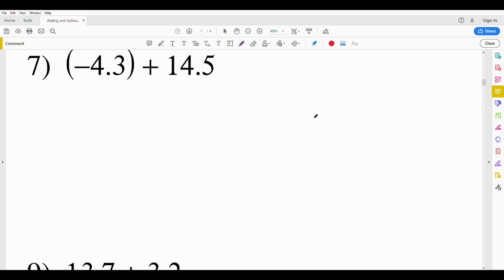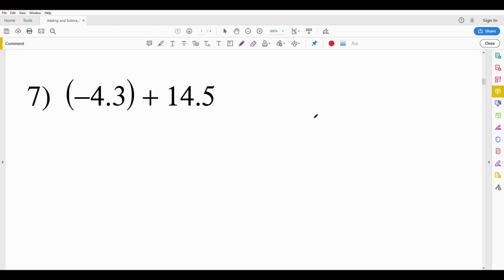In number 7, we have negative 4.3 plus 14.5. What's our resulting number going to be? Positive or negative? Positive, because 14.5 is a greater distance than negative 4.3 is away from 0. Now, let's go ahead and rewrite this since addition is commutative.